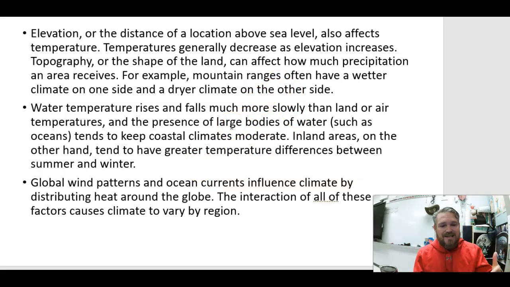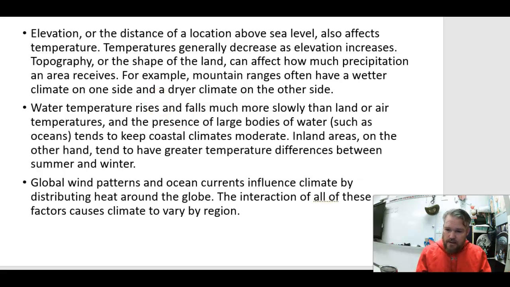So notice that there are lots of things that can change climate, so you can't just look at one thing. You can't just say, okay, this area is near the equator, so it's tropical. That isn't necessarily the case. You could have a huge mountain range near that area, which could cause you, if you're on one side, to be drier than the other, or cooler than lower elevations. So all of these factors come into play and create both weather and climate.